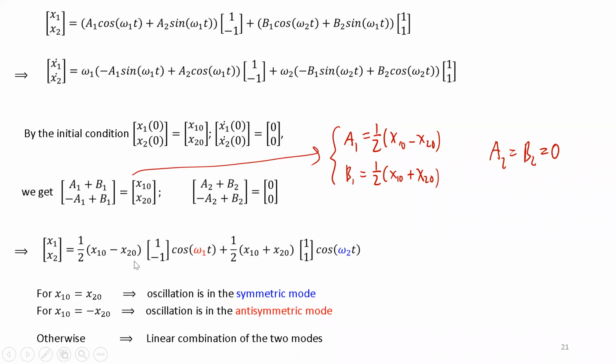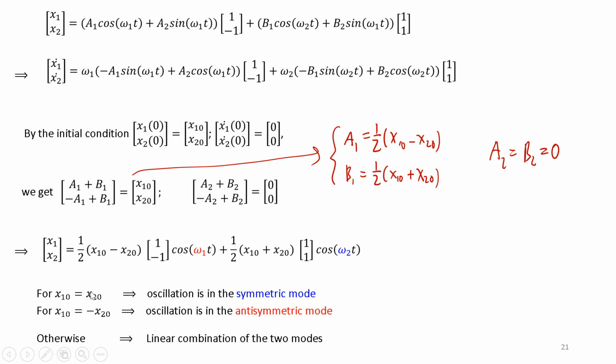So you can see that if x1 naught is equal to x2 naught, this term will go to 0. That means the whole first term will go to 0. Then I only have the second term, and the second term is the symmetric mode. On the other hand, if I set x1 naught equal to minus x2 naught, then the whole second term will go to 0, and only the first term survives, and that's why the oscillation is in the anti-symmetric mode.